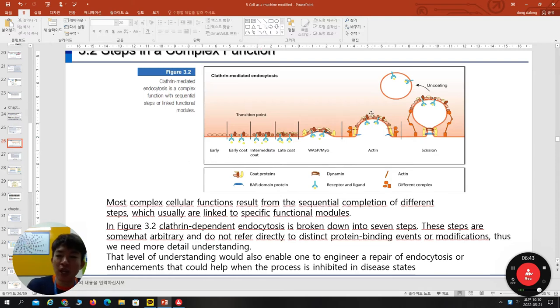And then why do we want to understand these steps? Because after understanding this, if something doesn't happen because of a malfunction in one of the steps, then we can cure it, we can repair it. Okay? So from an engineering point of view, we always try to understand how many steps there are, how they are regulated, and how the first step and second step are linked together.